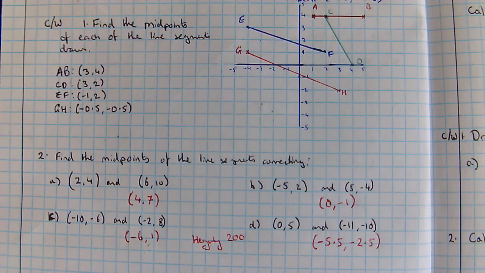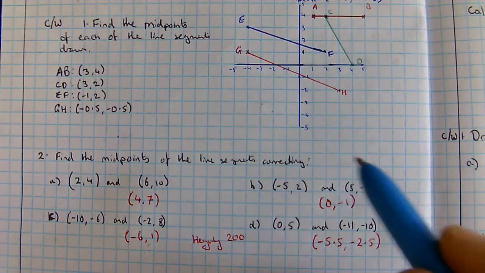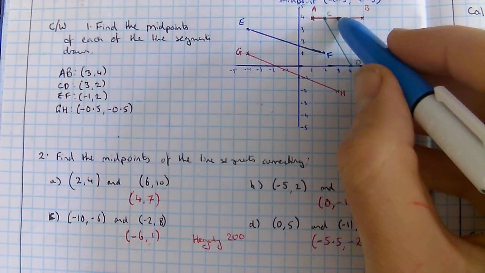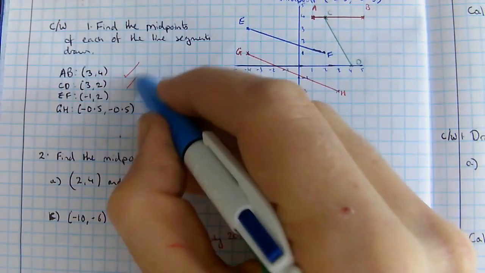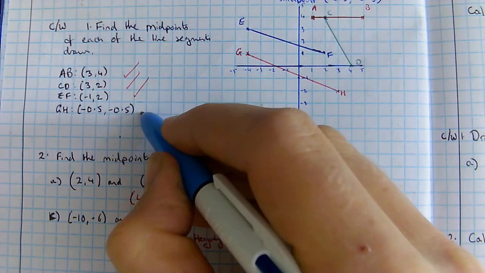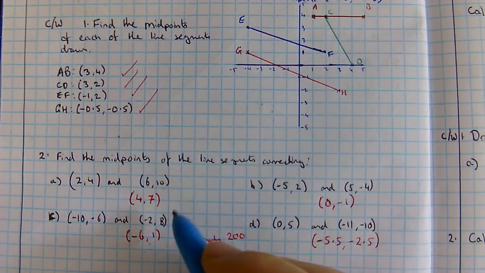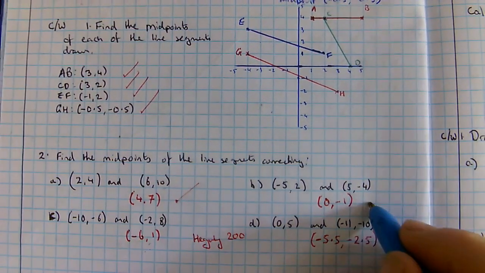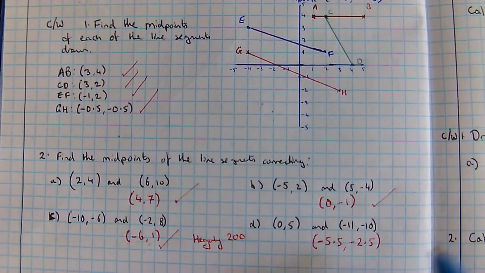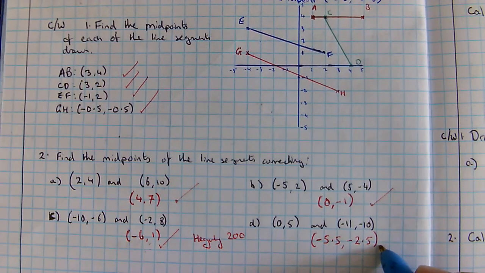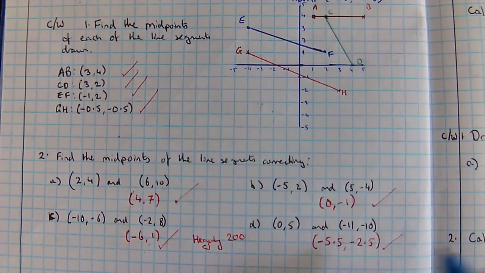Okay, so for AB you should have got 3, 4, which you could have actually seen straight away from the diagram, then 3, 2, minus 1, 2, minus 0.5, minus 0.5. For question 2, you should have got 4, 7, 0, minus 1, minus 6, 1, and minus 5.5, minus 2.5. Give yourself a mark out of 8.